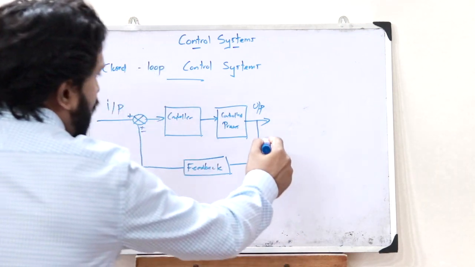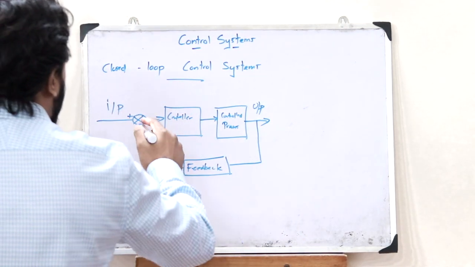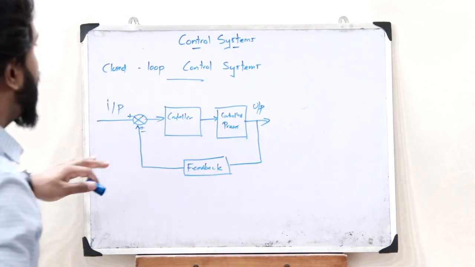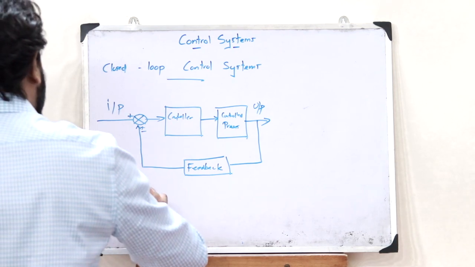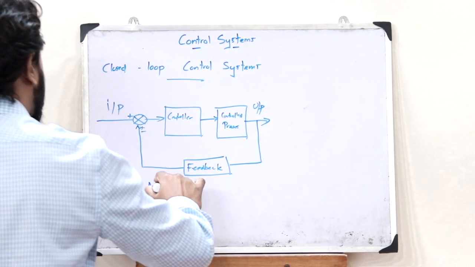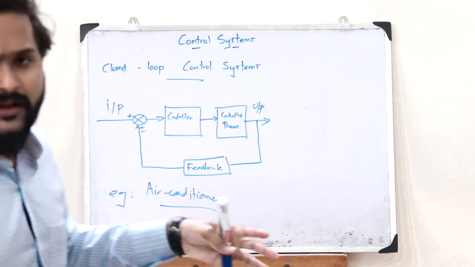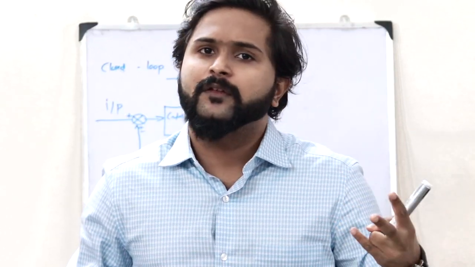That is, we are providing a feedback to the input so that we can control the input so as to get a desired output. As simple as that. A basic example of a closed loop control system is an air conditioner. As simple as that, guys. So these are the two main types of control systems that we have.